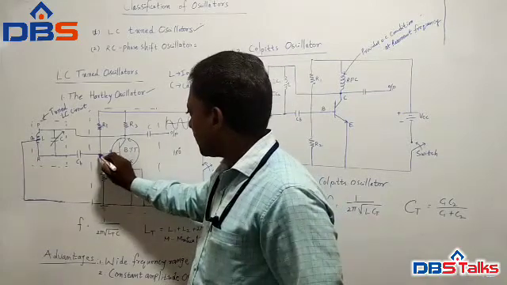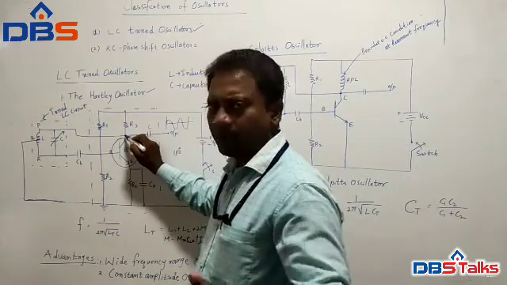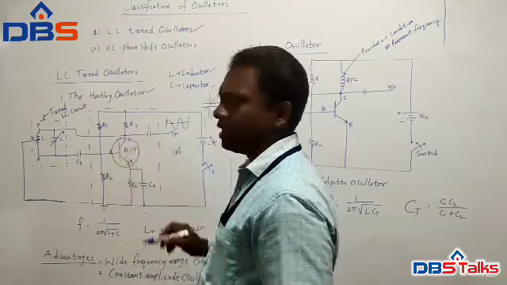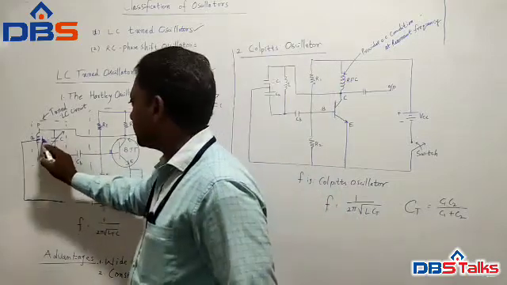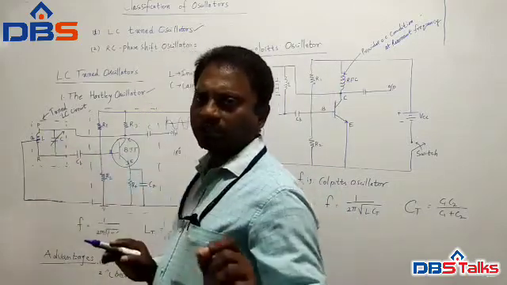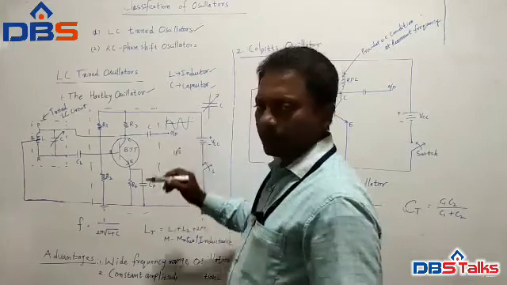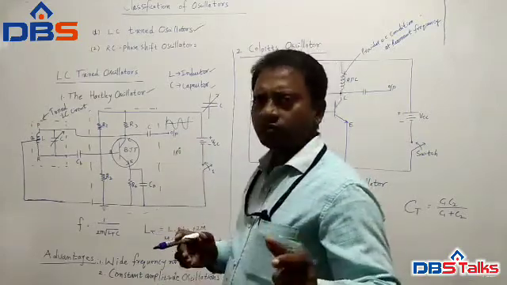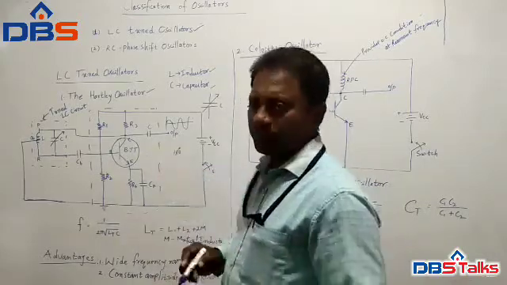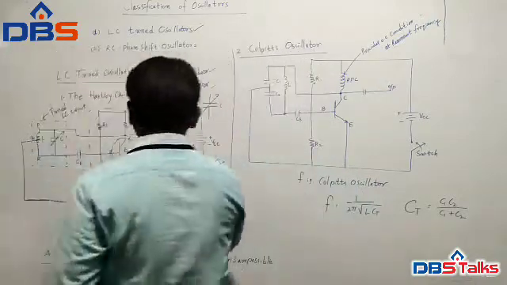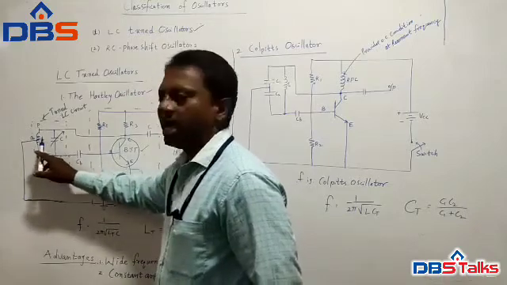If you compare the waveform polarity at the base and at the collector, they differ by 180 degrees phase difference, and another 180 degrees phase difference is provided by these L and C elements. So a total of 360 degrees phase shift will be there at the output of the collector. As per the Barkhausen criteria, the magnitude of the loop gain is practically greater than or equal to 1, and the phase shift is 360 degrees. 180 degrees phase shift is provided by this BJT, the C amplifier. Another 180 degrees phase shift is provided by these L and C elements.